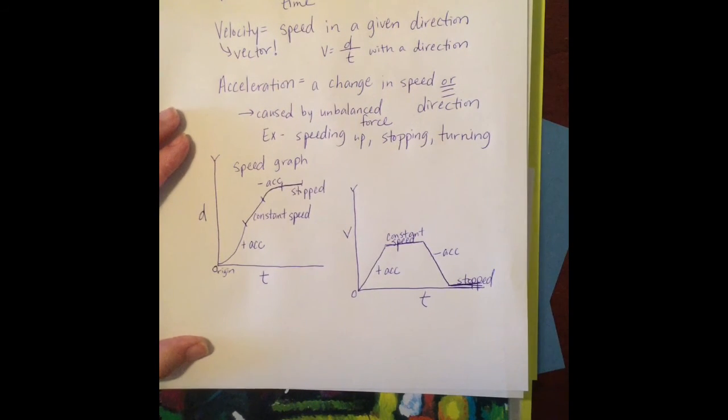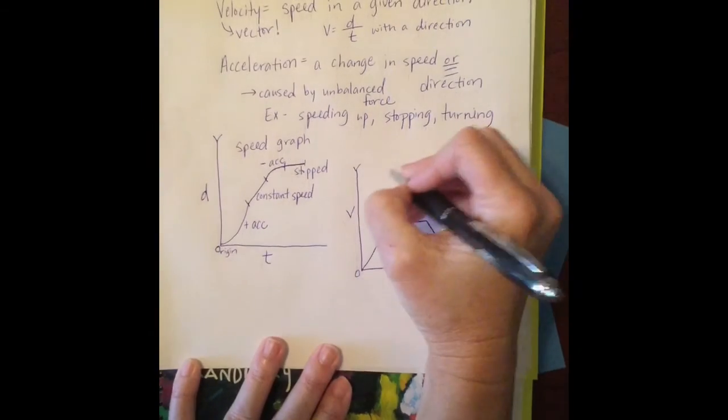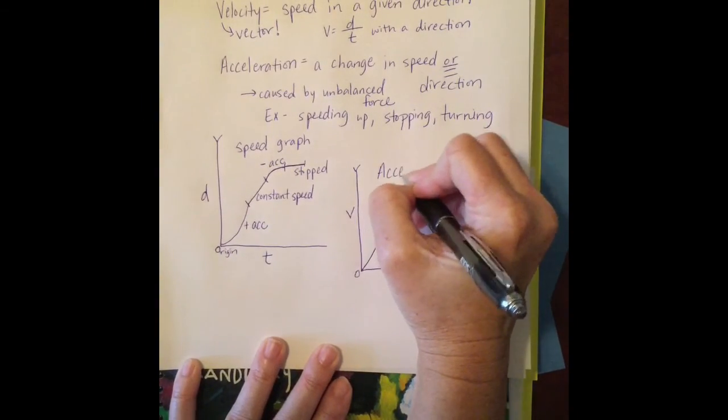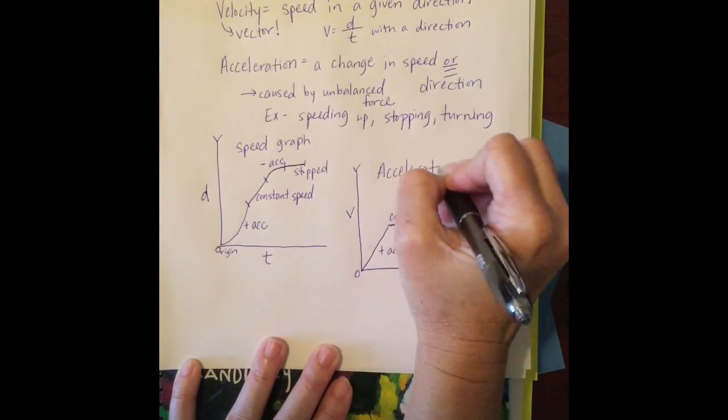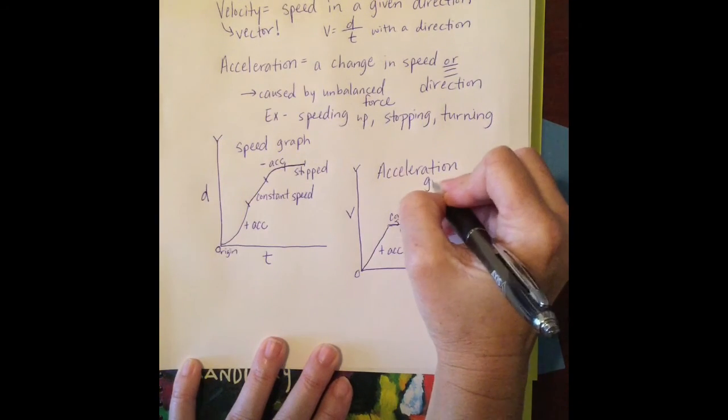So notice the differences between acceleration, constant speed, and at rest between the speed graph and the acceleration graph.